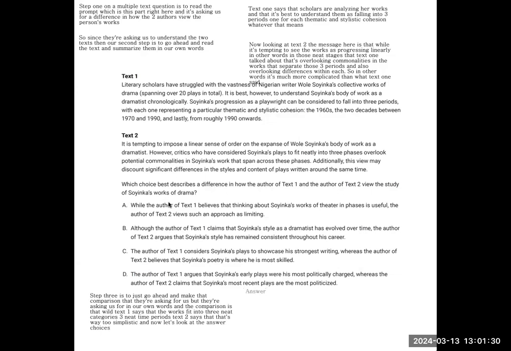Answer choice A says that text one says that the work should be divided into phases, and text two says that that's limiting. And that seems to agree with what we said in our own words.